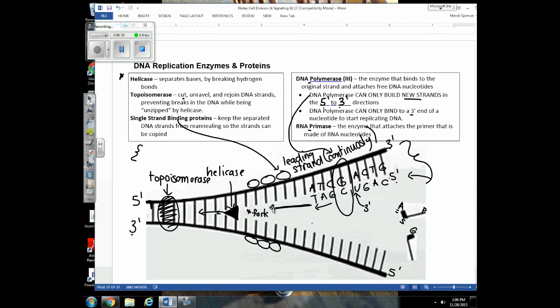Now this is a good time to grab a colored pencil so that you can highlight some things here. I can't really highlight with a smartboard, but I want you to take a colored pencil and I want you to shade in these original bases that were put on there by RNA primase. These are considered the primer, and the primer is made of RNA.